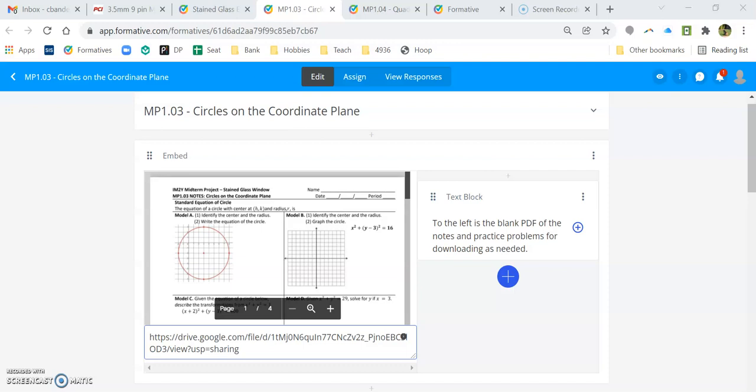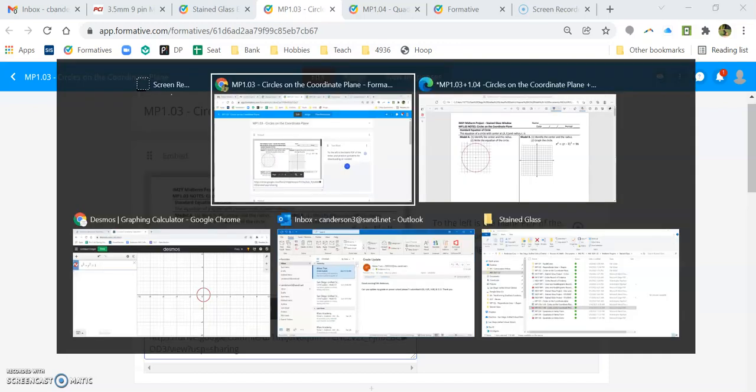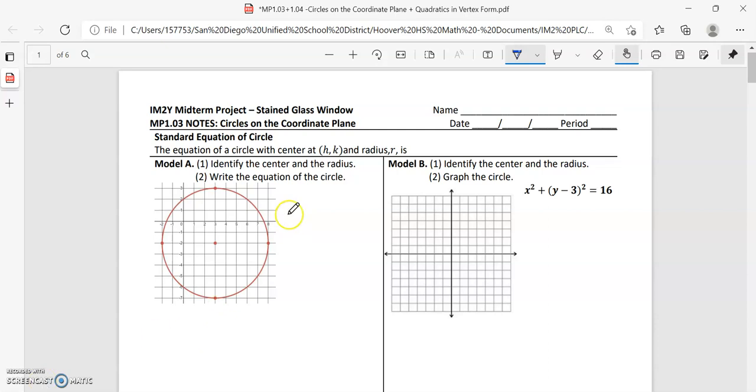Midterm project 1.03, circles on the coordinate plane. This is a review. The assignment is here. I have the PDF over here that I will do the lesson on.